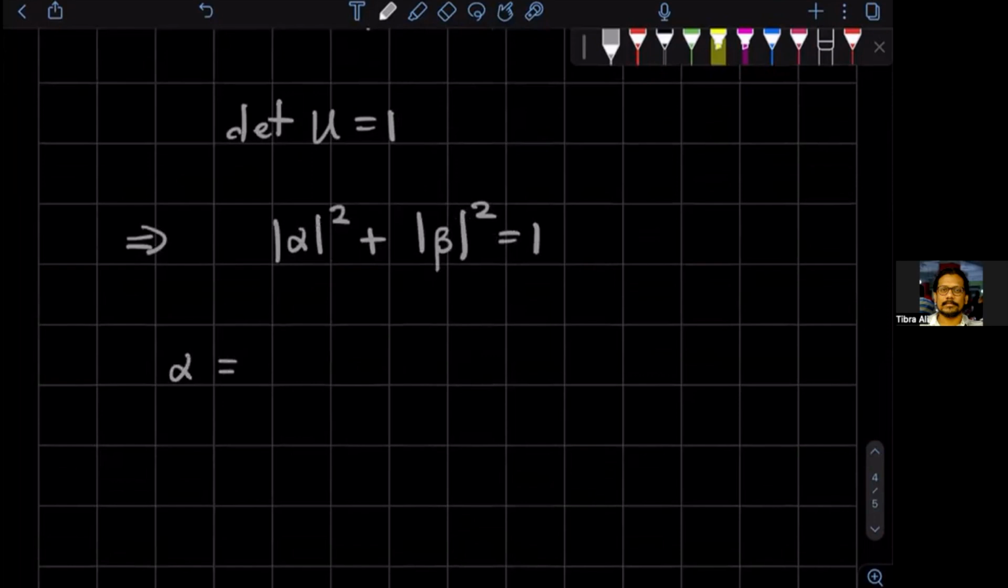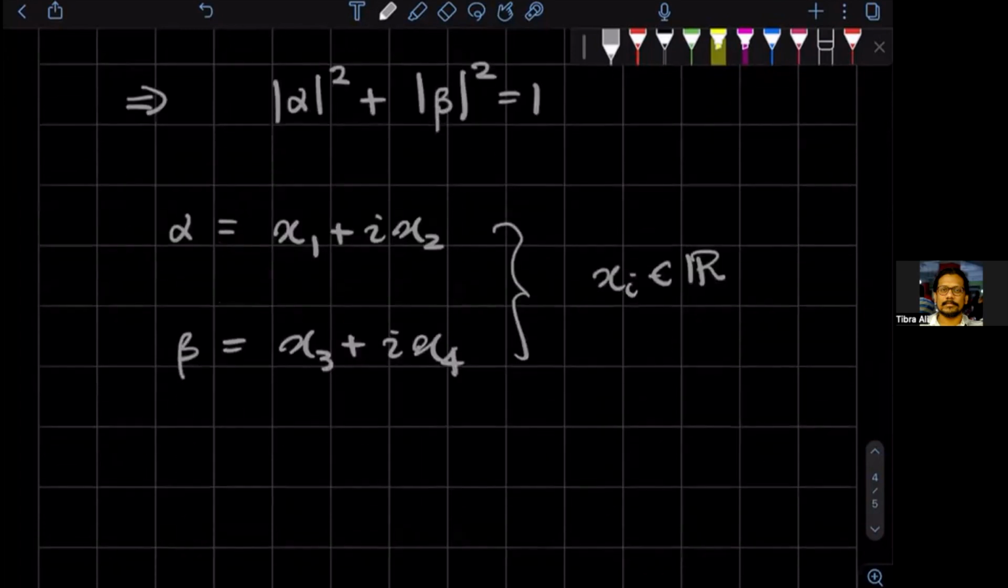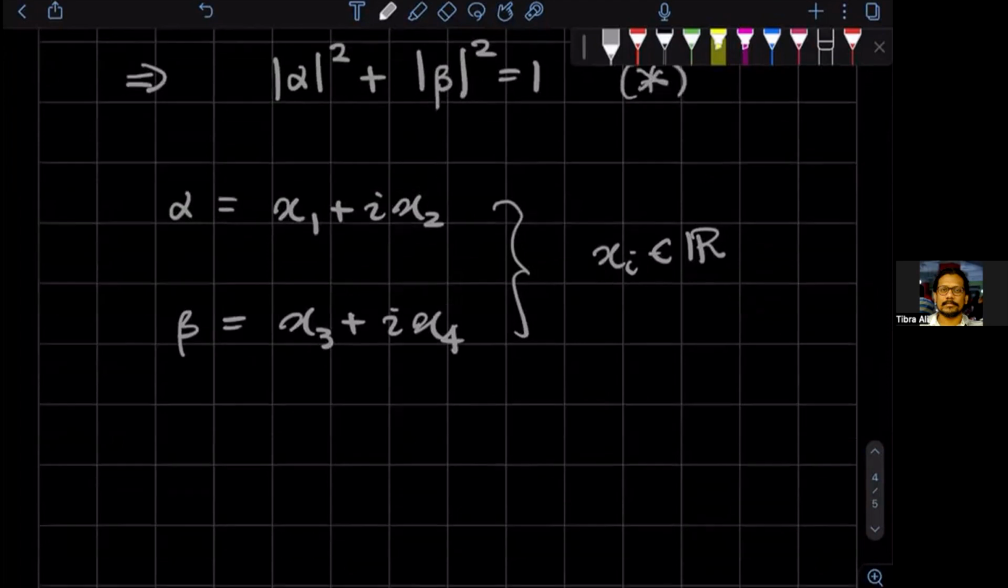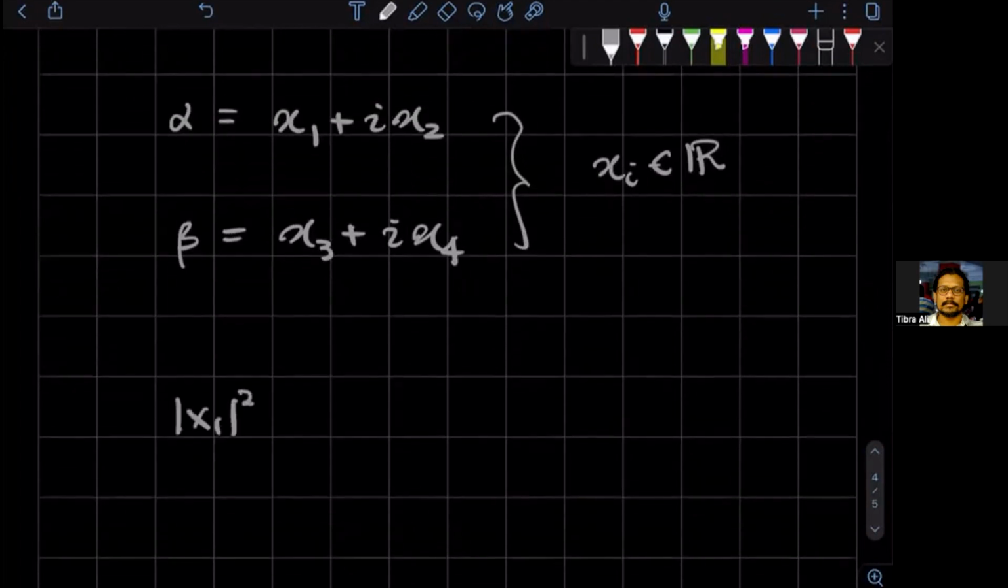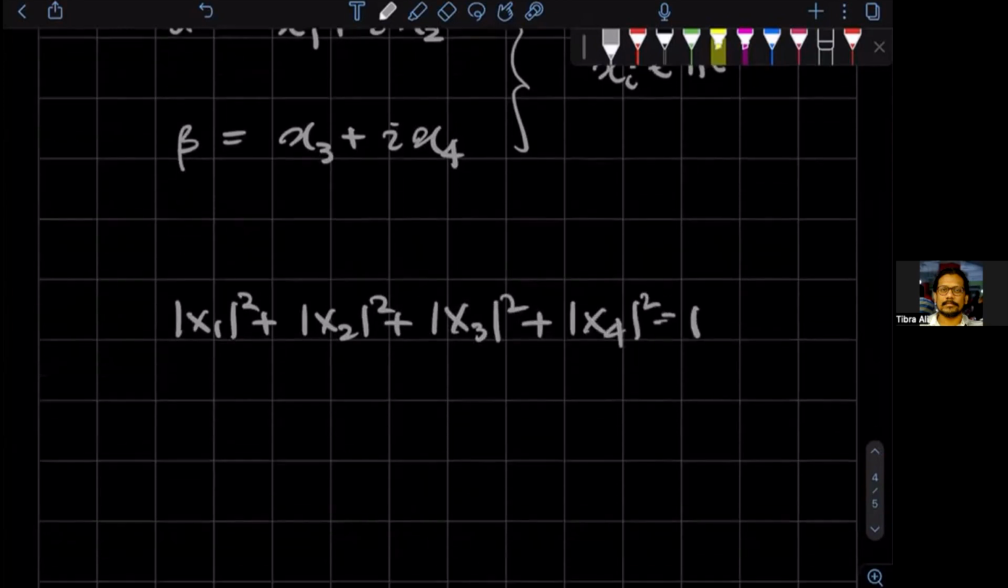And alpha, I can write this in terms of 2 real numbers. Alpha is, say, x1 plus i x2, and beta as x3 plus i x4. So here, all the xi's are real numbers. Then this determinant equation just becomes x1 squared plus x2 squared plus x3 squared plus x4 squared equals 1. And compare this to the equation x1 squared plus x2 squared equals 1.